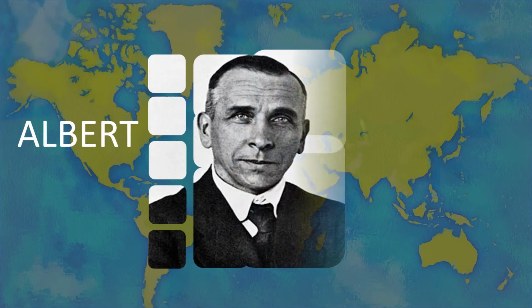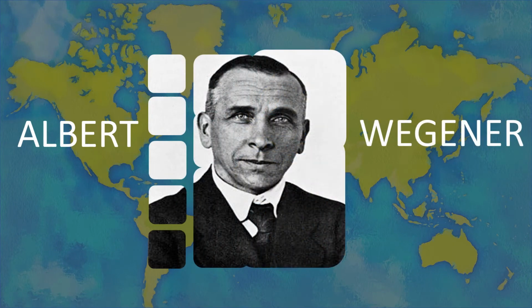You may ask, how did we really know there was a supercontinent like this? And who found this continental drift theory? This theory was discovered by a great scientist named Alfred Wegener, who lived during the early 20th century.